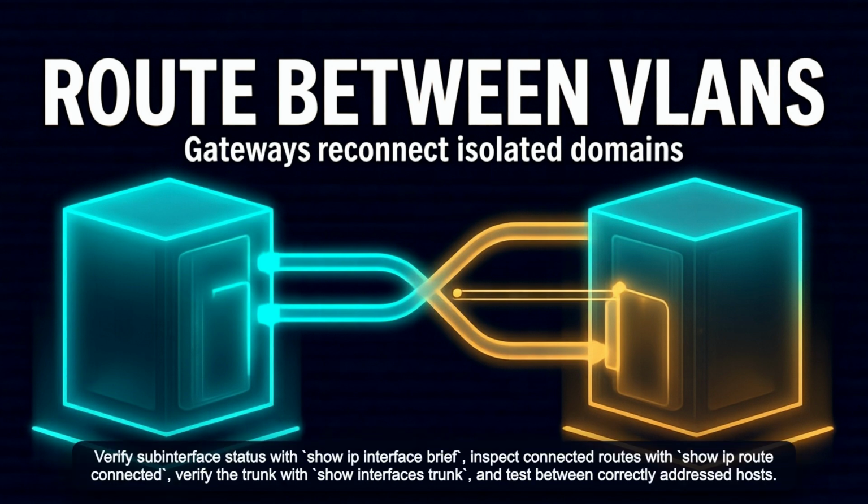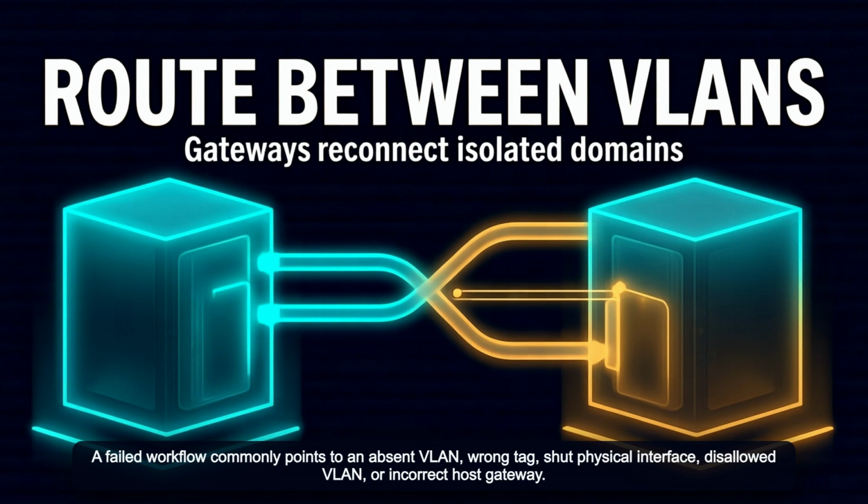Verify sub-interface status with show ip interface brief. Inspect connected routes with show ip route connected. Verify the trunk with show interfaces trunk, and test between correctly addressed hosts. A failed workflow commonly points to an absent VLAN, wrong tag, shut physical interface, disallowed VLAN, or incorrect host gateway.